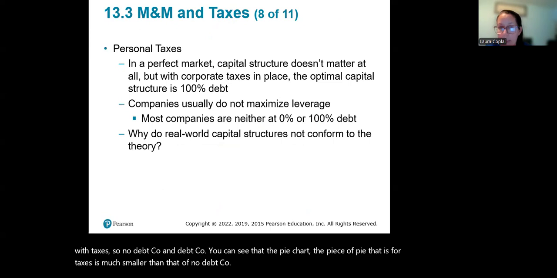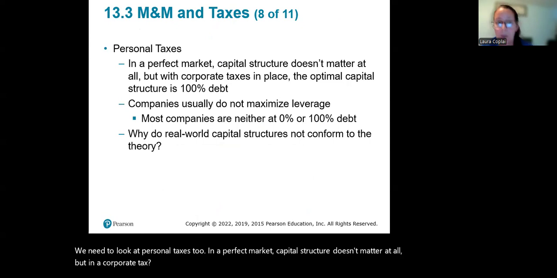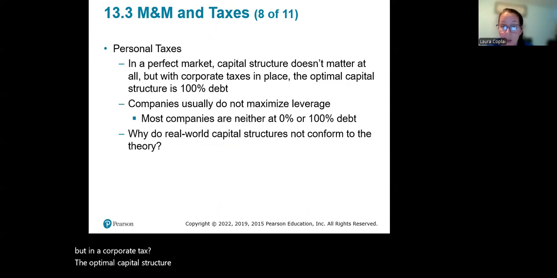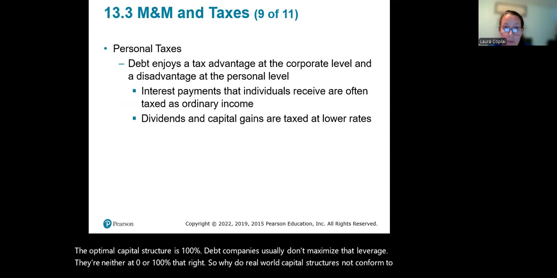We need to look at personal taxes too. In a perfect market, capital structure doesn't matter at all. But with corporate taxes, the optimal capital structure is 100% debt. Companies usually don't maximize that leverage. They're neither at 0 or 100% debt, right? So why do real world capital structures not conform to the theory?